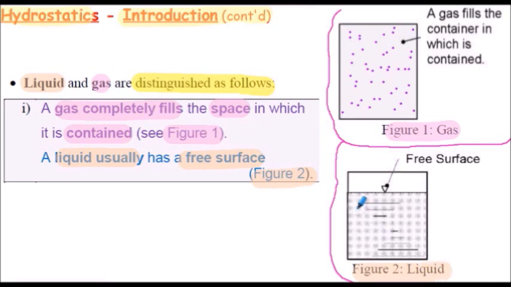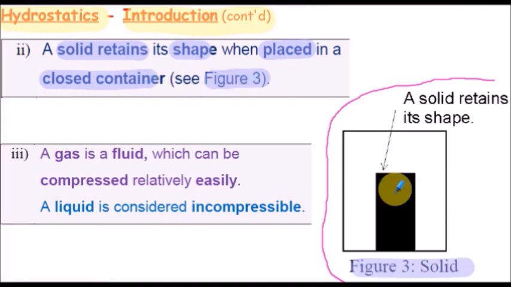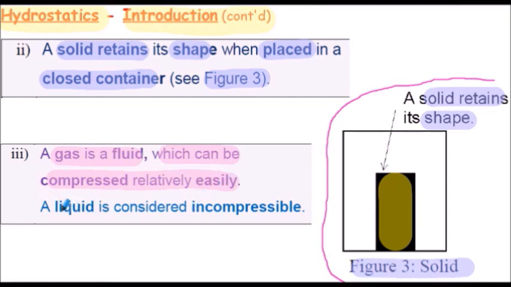If we pour the liquid into the container, it takes the shape of the container, but often has a free surface, as shown here. If we now consider a solid, it retains its shape when placed in a closed container, shown in figure 3 here. So whatever the shape of the solid is retained when placed in a container. Another characteristic to be aware of, a gas is a fluid which can be compressed relatively easily, whereas a liquid is generally considered to be incompressible.